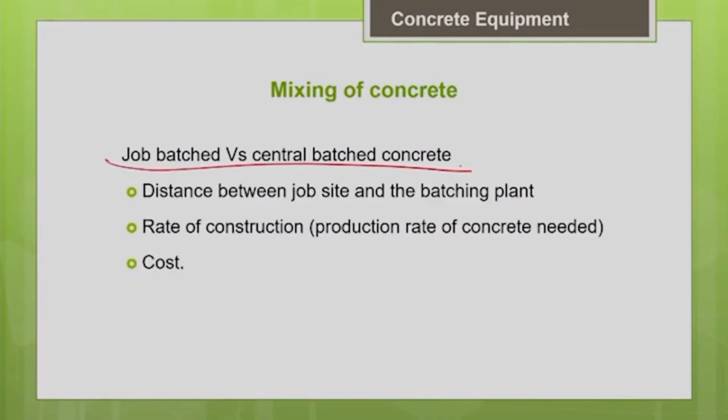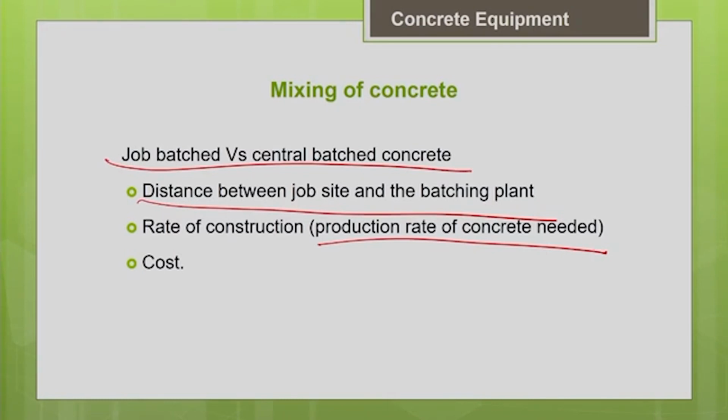So, the decision of going for job batch or central batch mainly depends upon the distance between your job site and the batching plant. And another important thing is your rate of construction. How much quantity of concrete you need per hour or per day, the production rate of concrete needed, that also decides the selection of job batching or central batching.